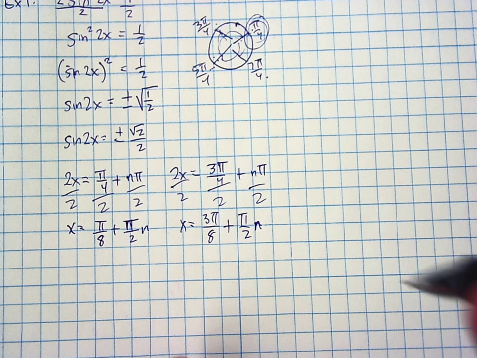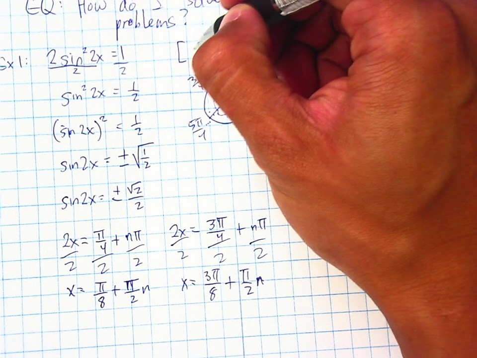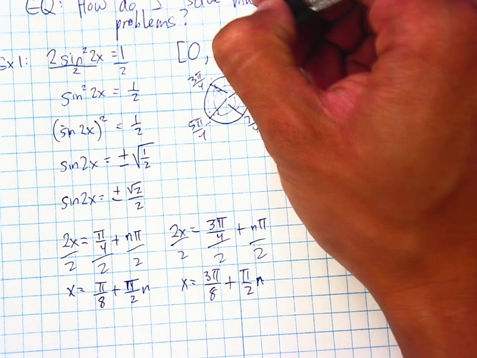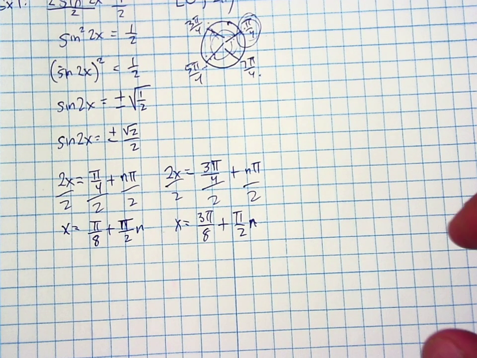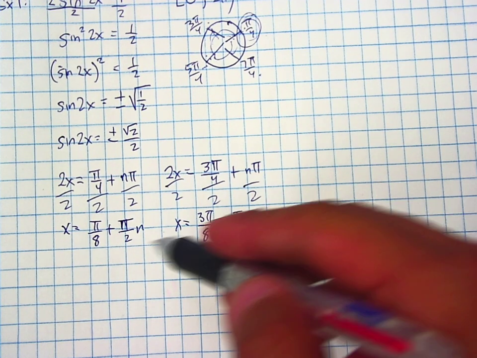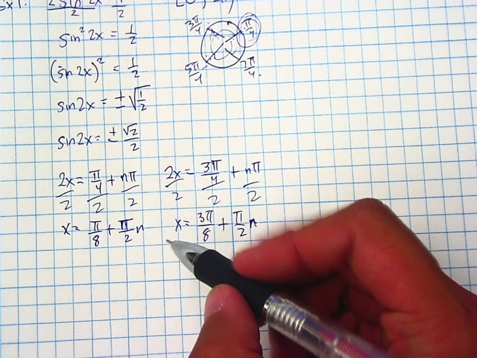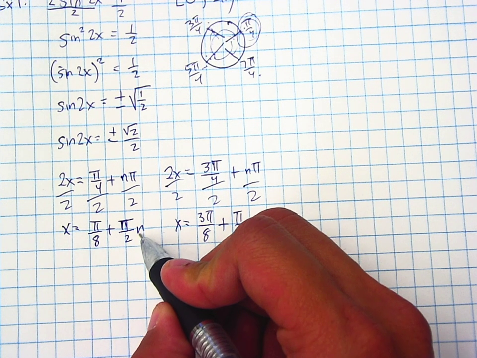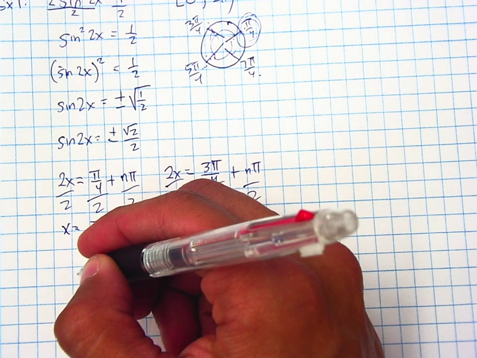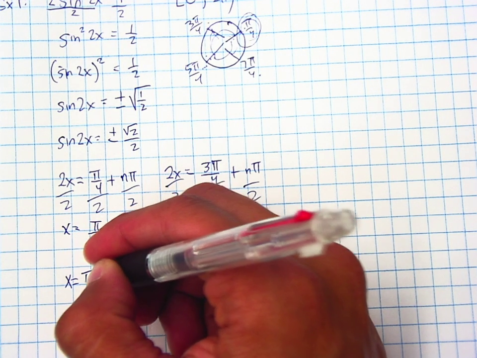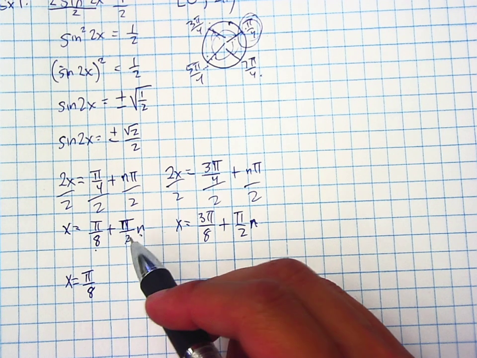What I forgot to write is, can we add something? Let's have the interval be between 0 and 2 pi. Okay, so I want my interval to be between 0 and 2 pi. The reason I want to do that is now I have to find all the answers that are between 0 and 2 pi. So if I plug in 0 for n, I'll have pi over 8 plus 0. So my first answer is pi over 8. If I plug in 1, it'll be pi over 8 plus pi over 2.